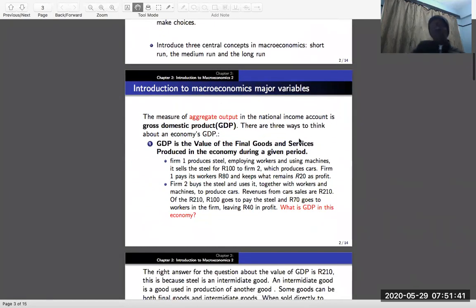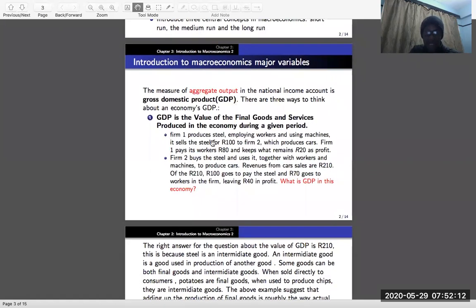When we want to know how countries are growing, we want to know how to measure GDP. The measure of aggregate output in the national income account is gross domestic product, i.e. GDP, which is all goods and services produced within a country in a specific period of time, right? They must be final goods and services, by the way. So there are three ways to think about GDP.